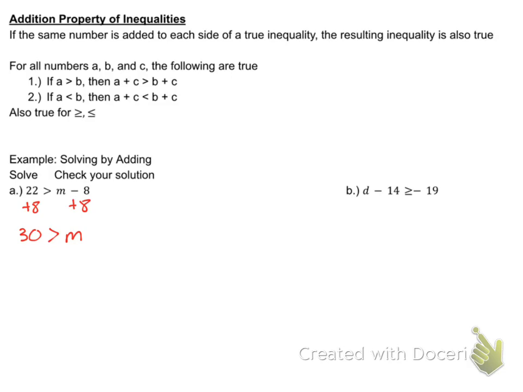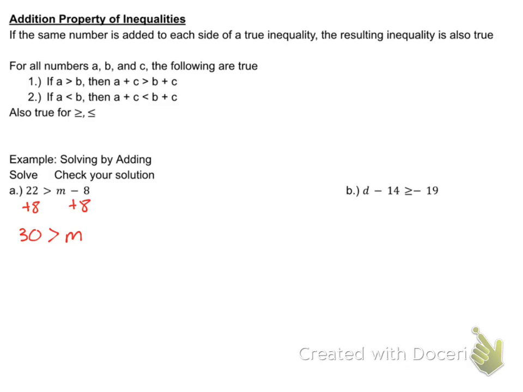What other way could I write that if I felt like it? M is greater than... ooh. M is less than. Guys, we read it from left to right as 30 is greater than m. 30 has to always be greater than. Or the mouth of the alligator has to be facing the 30.